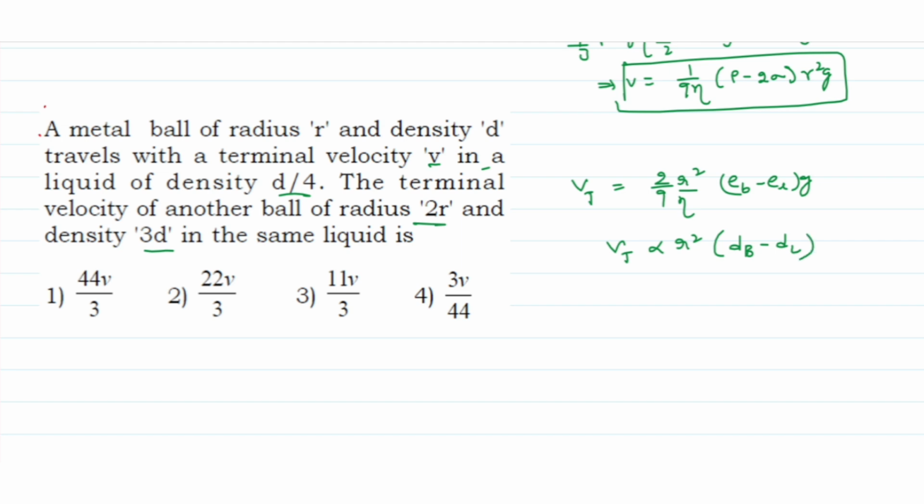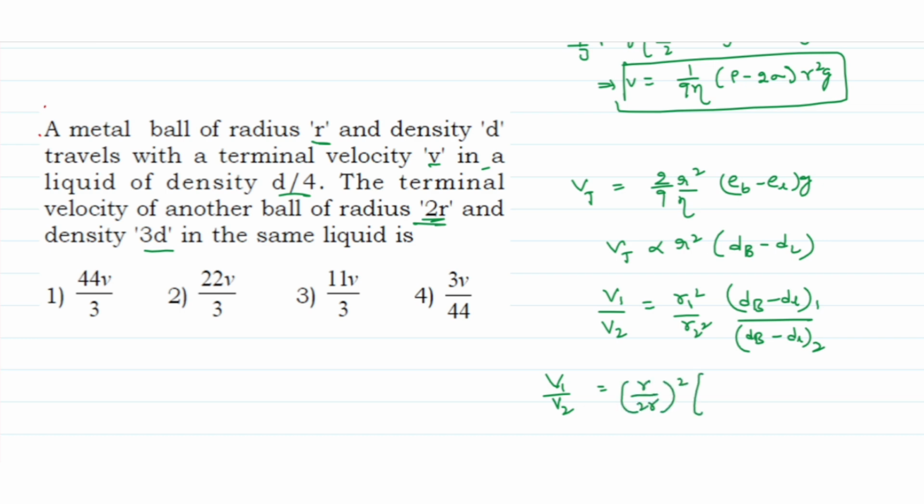So here in the first case, I am just taking the ratio v1 by v2, which will be equal to, the ball radius is r, the next ball radius is 2r, so you can take r1 square by r2 square. Then the density of the body minus the density of the liquid in the first case by the density of the body minus the density of the liquid in the second case. Here you have to substitute these values; v1 by v2 is the ratio of the terminal velocities. r1 by r2, the initial radius is r, that means r by 2r whole square.